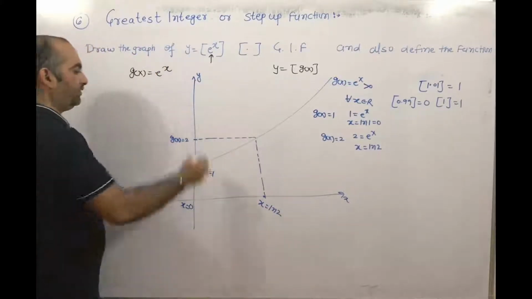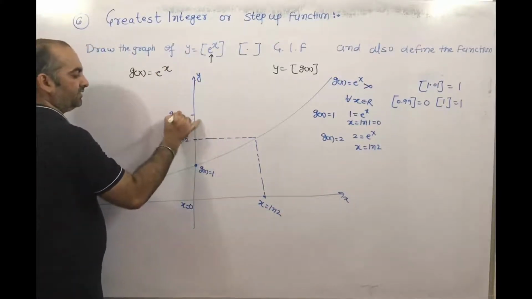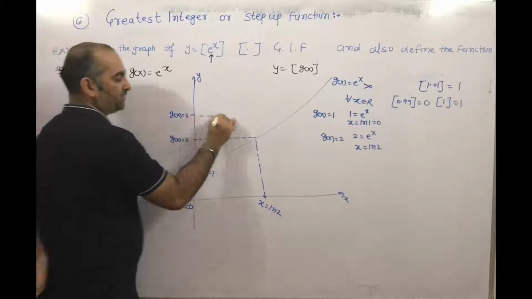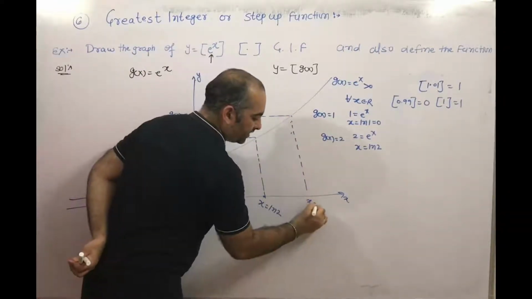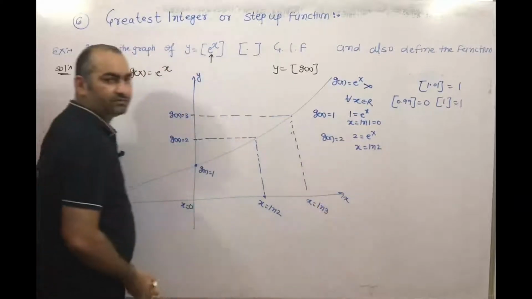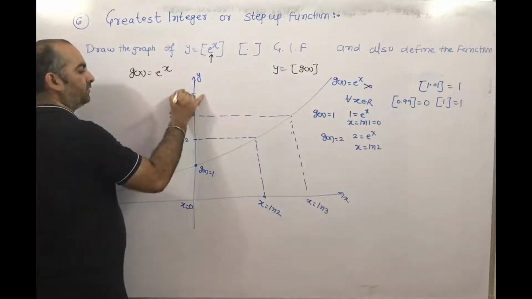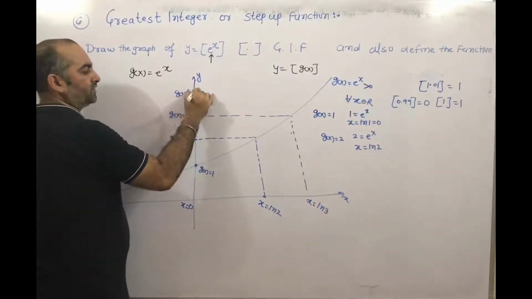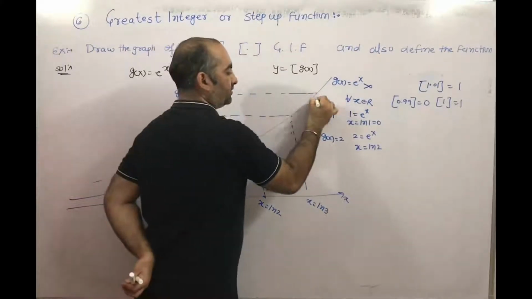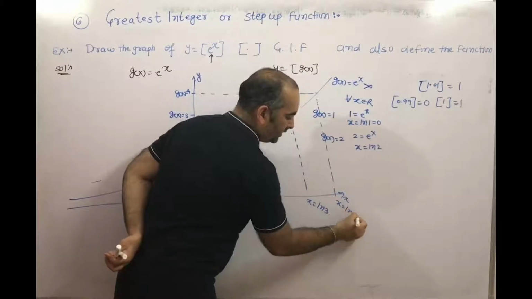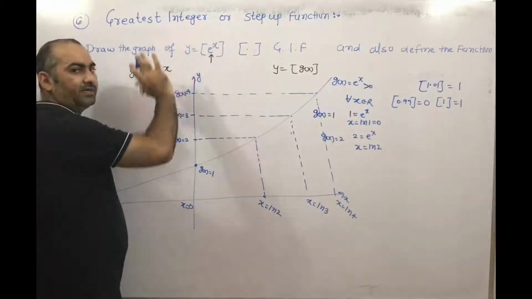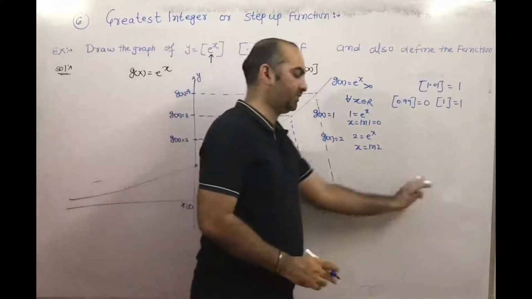Next we are finding when g(x) is 3. With respect to this one, we are finding the x value. So this x value will be ln 3. Next we are finding when g(x) is 4. With respect to g(x) we are finding the x value, so the x value will be ln 4. Like that we can take 5, 6, 7, 8. So further we will get more x values.